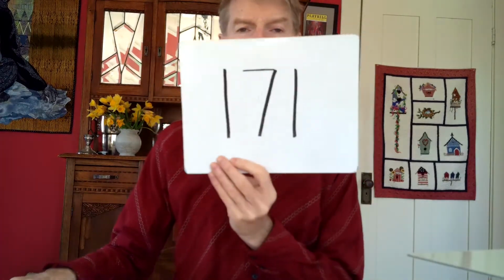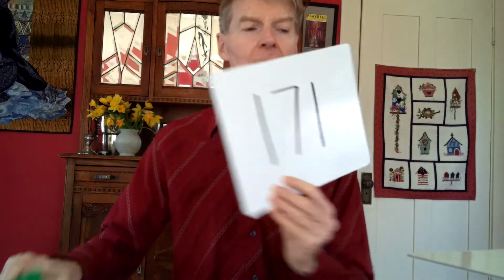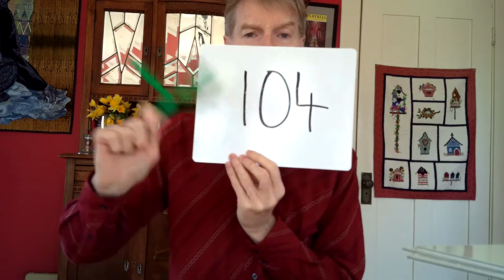If you are in room 171, please rub your hands together to show me you are excited. If you are in room 206, please rub your hands together to show that you are excited. If you are in room 104, rub your hands together to show me you are excited. And if you are in room 102, please rub your hands together to show me you are excited. I am.